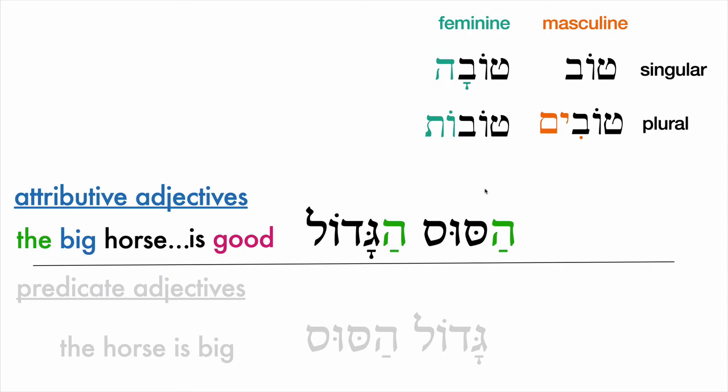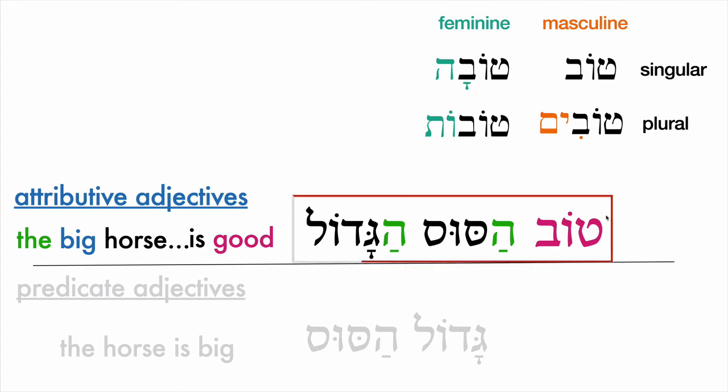Well, we've already got the horse, the big one. What do we do for predicate adjectives? We put them before their noun, and they don't have the word the. There's our word tov, and this is a complete sentence in Hebrew. Good is the horse. Which one? The big one. In normal English, the big horse is tov, is good.